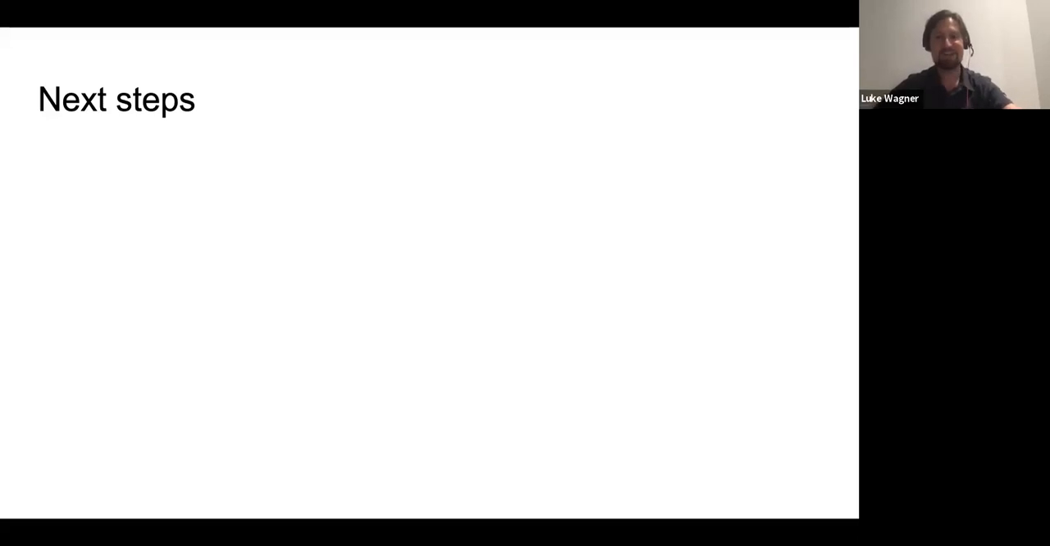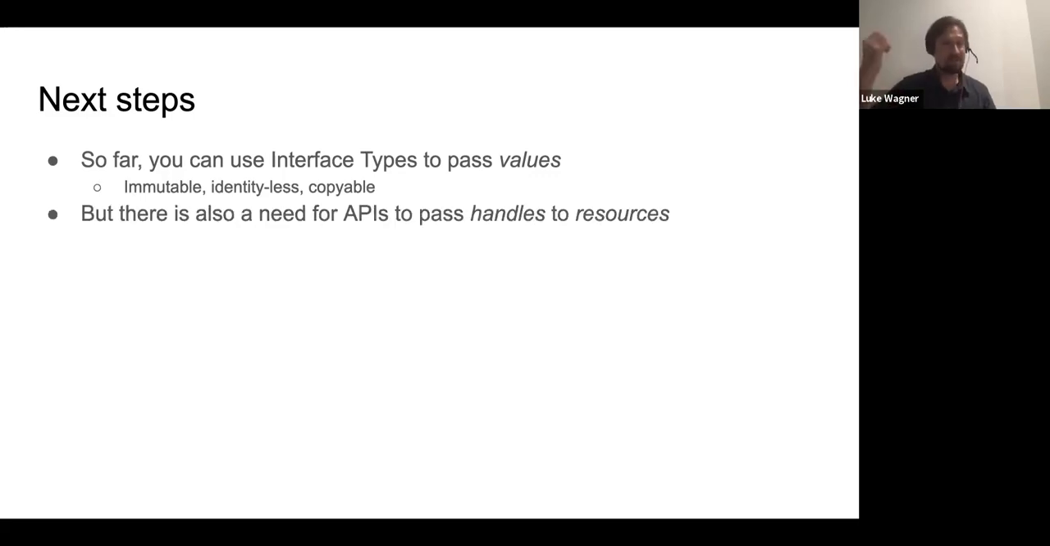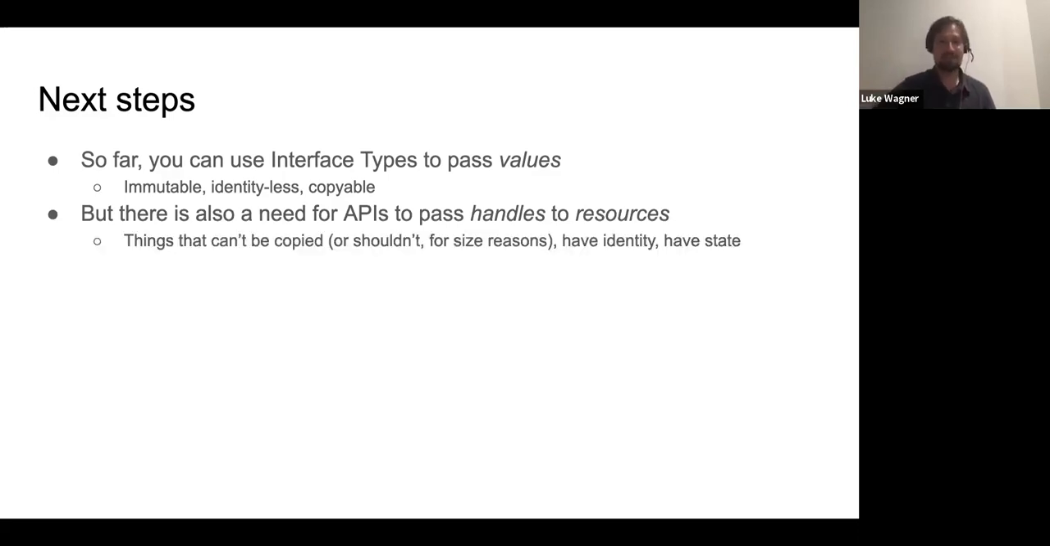So, all right, that was the proposal. And so now I was going to talk about next steps with my small remaining amount of time. So far, you can use interface types to only pass values, which are immutable, identityless, copyable values. But APIs fundamentally often need to pass handles to resources. There's just no getting around it. Some things just can't be copied, or they shouldn't for size reasons. And they might have identity and state, stuff like that. Files, sockets, buffers, channels, futures, elements of a DOM.